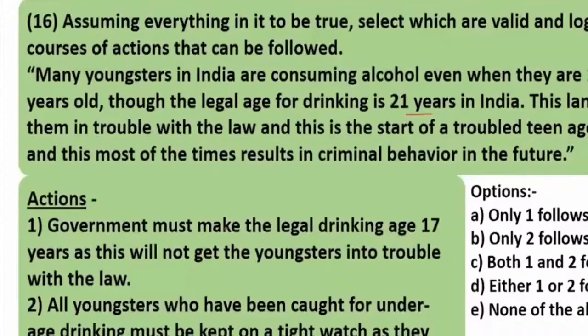Actions. Government must make the legal drinking age 17 years, as this will not get the youngsters into trouble with the law. A very wrong action. Drinking age is 21 because of some reason. Reducing it will not solve the problem.